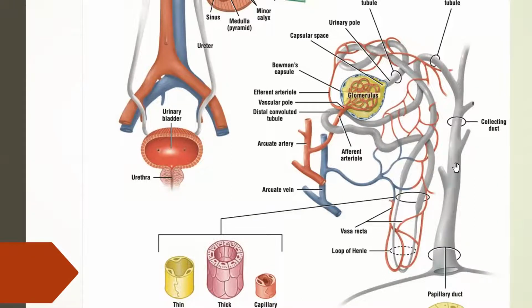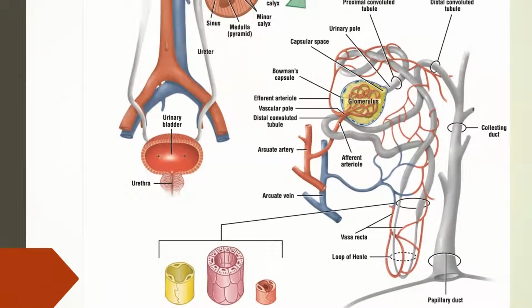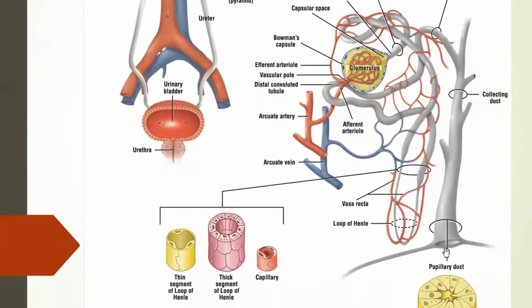The collecting duct can collect urine from up to 5 distal convoluted tubules. Then these collecting ducts merge together and make papillary ducts, and papillary ducts open to the minor calyx through the renal papilla. And you can see some blood vessels in this picture.